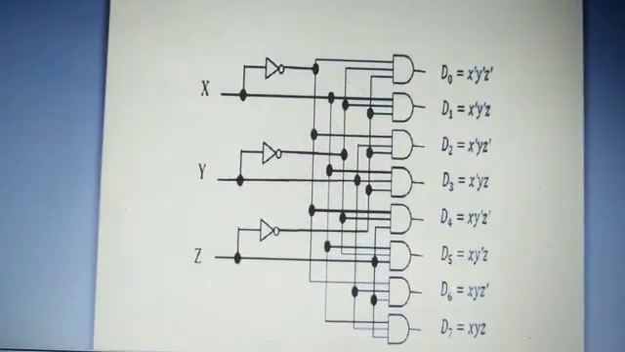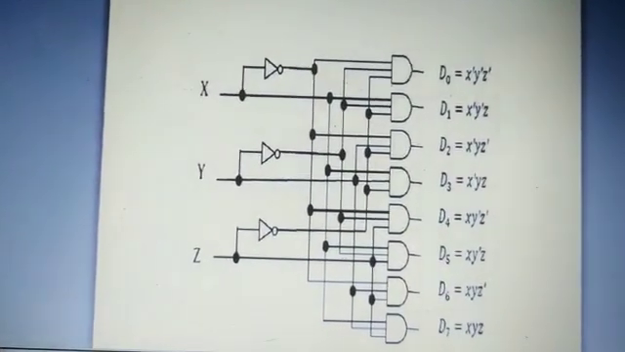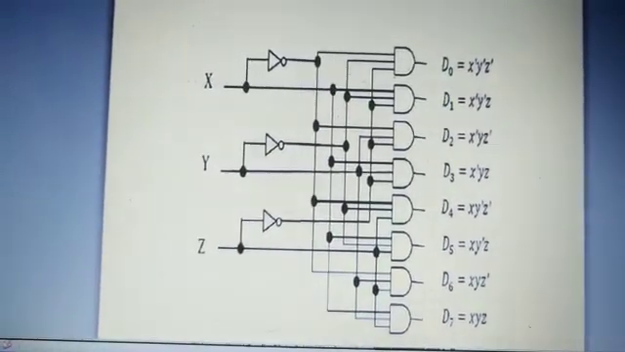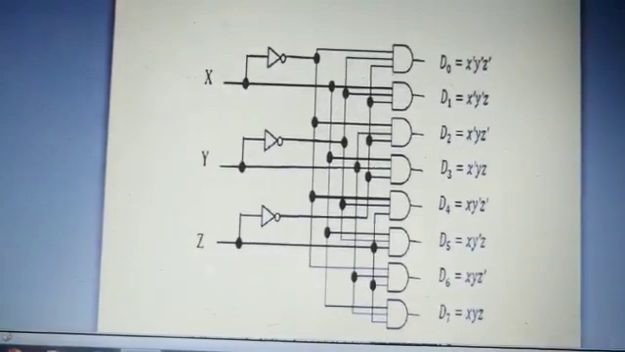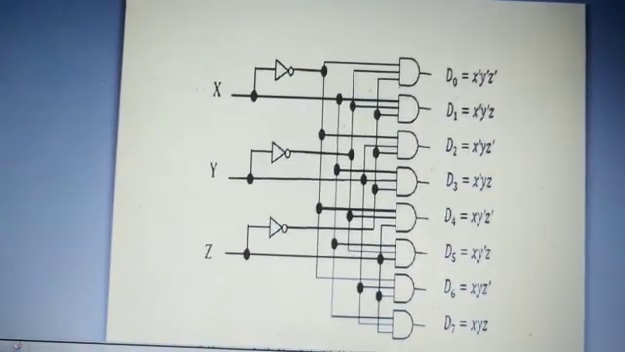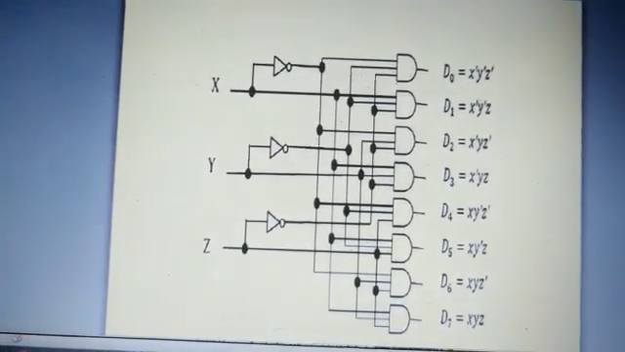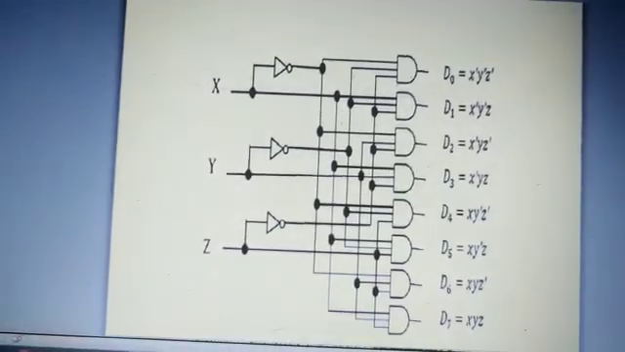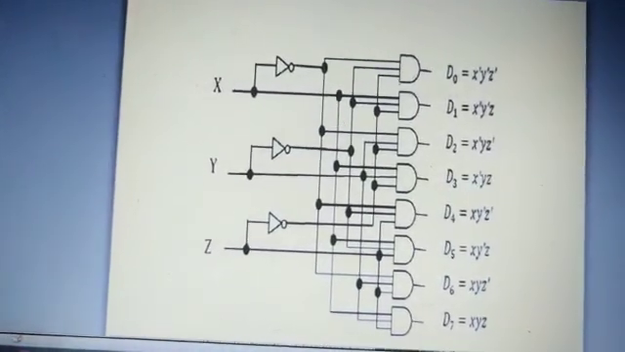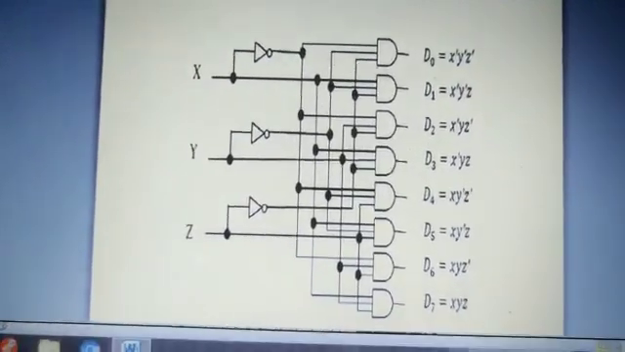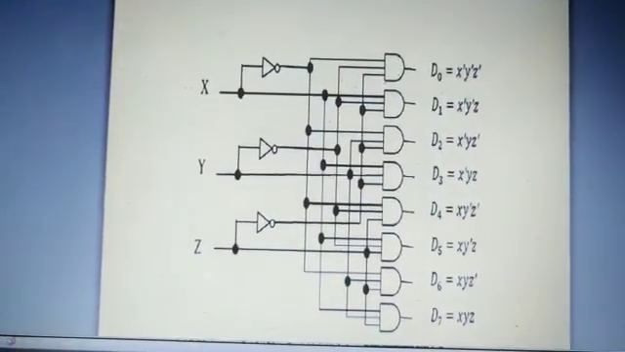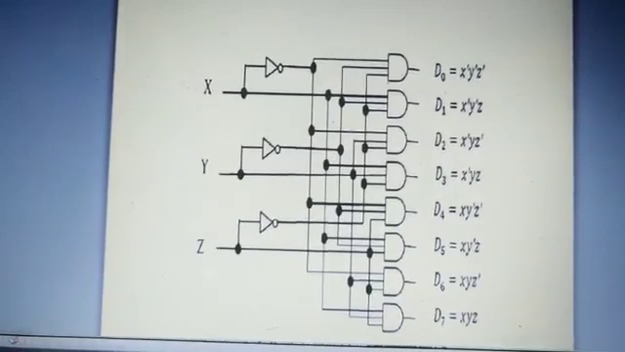Then decoders are used in analog to digital conversion. What is the function of a modem? The modem does the modulation and demodulation. It takes the signals that are in analog form, converts them into digital form and gives the input to the computer. So how the modem functions depends upon the decoder.